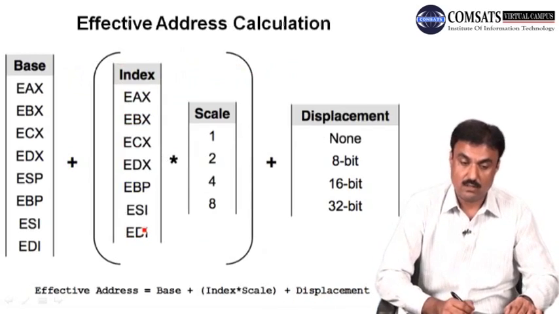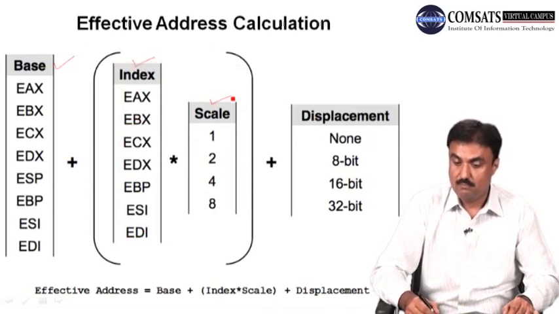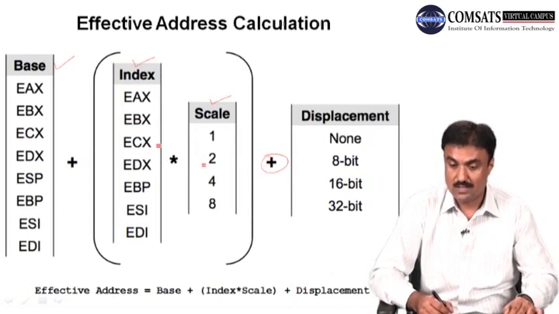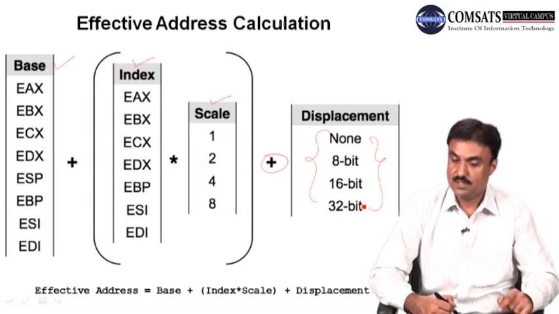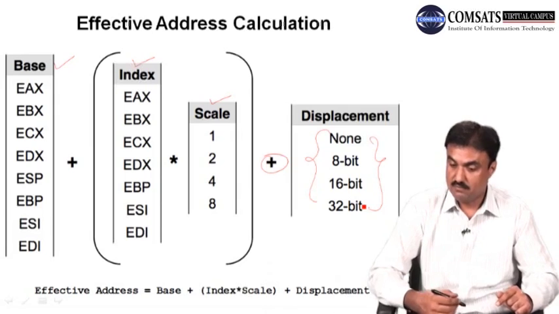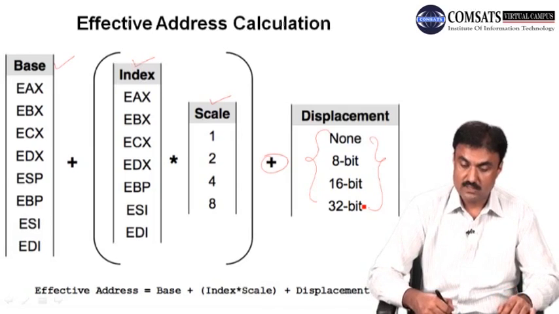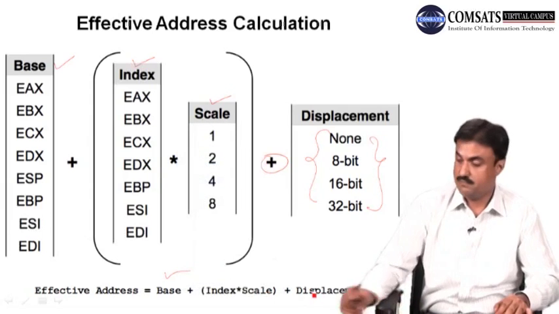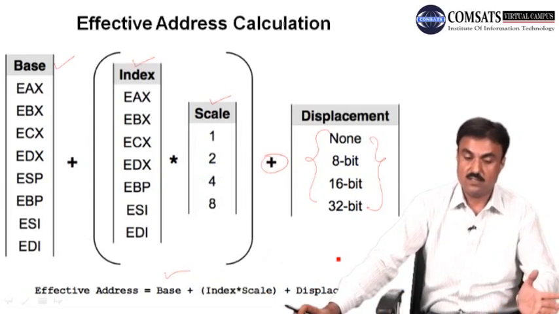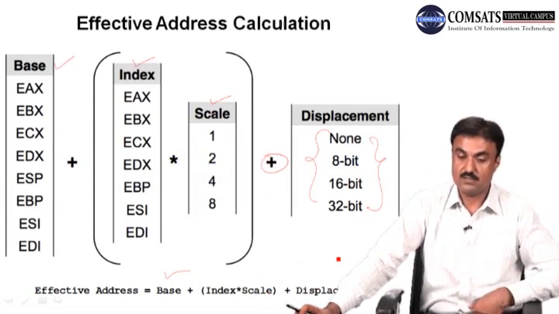So here is the effective address calculation. We have the base register, we have the index, and we have the scale. So this is called scale index addressing mode, and the displacement can be none, 1 byte, or maybe 2 byte, or 4 byte, and so on. So effective address can be base plus index multiplied by scale plus displacement. So you can calculate the effective address. This is the complete list. You can calculate any of the effective addresses.